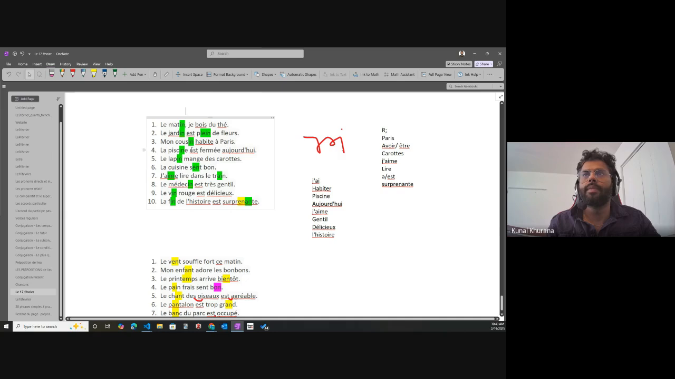And then I heard habiter. It's not habiter. So mon cousin, the verb is habiter. Then we have to conjugate the verb with the third person of the singular. Mon cousin habite à Paris. So I heard habiter, but it's habite. Mon cousin habite à Paris.